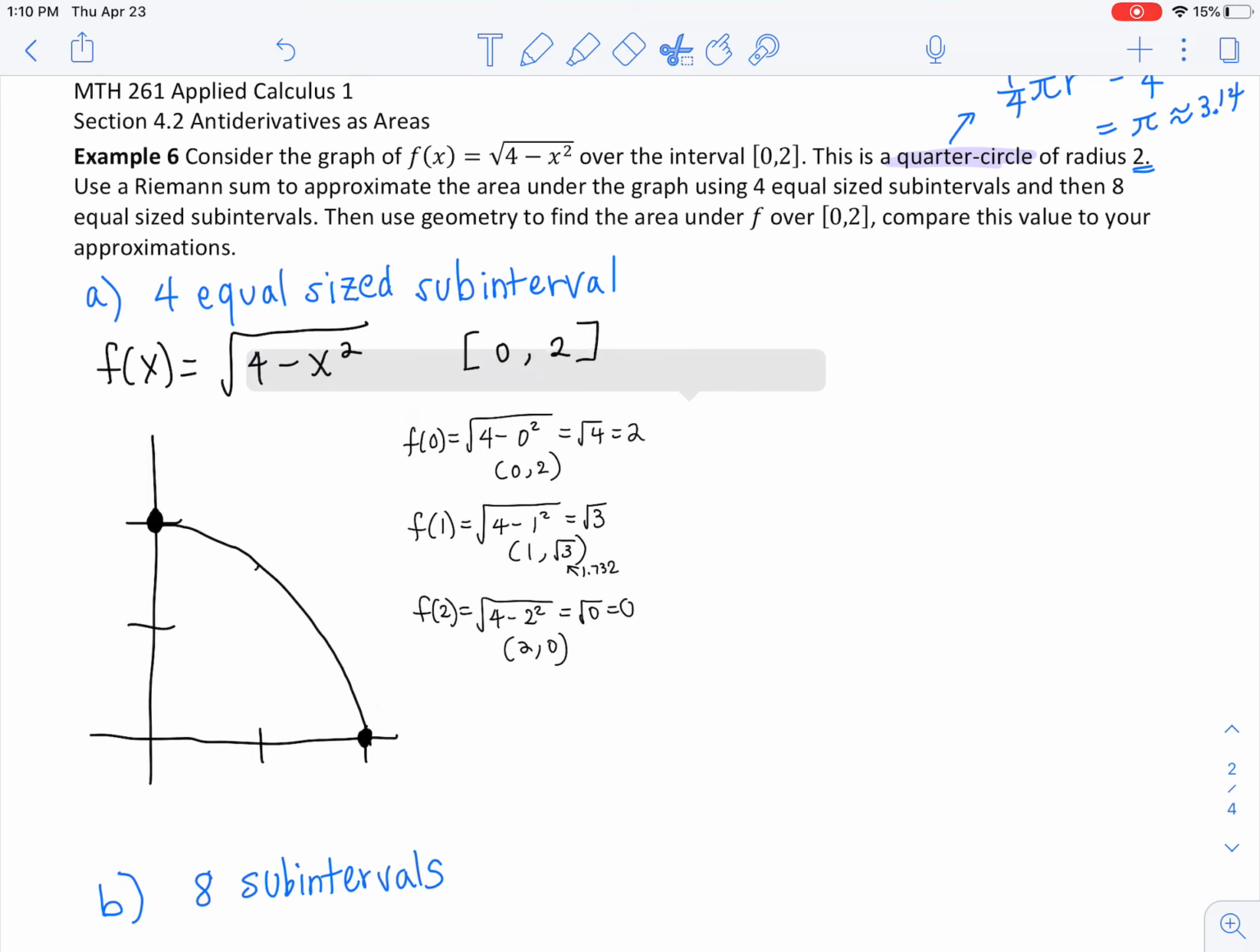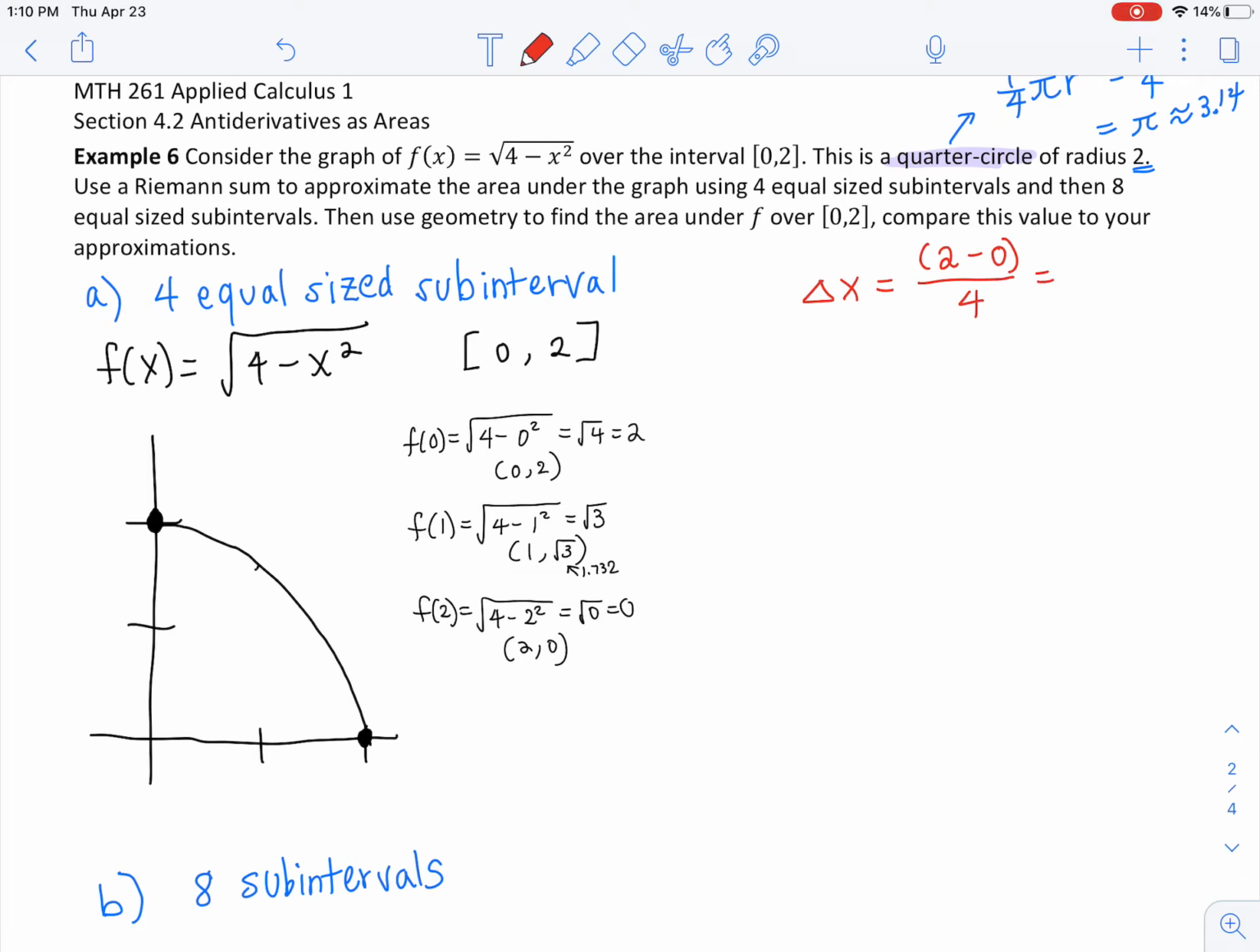That's kind of where we touch that, 1.77732. So this is a picture. Now, what do they want you to do? They want you to cut this quarter circle into 4 equal size subintervals, right? So the subintervals, we know we want 4. So let's actually find the width of these rectangles.